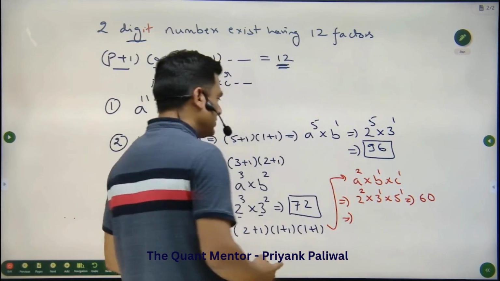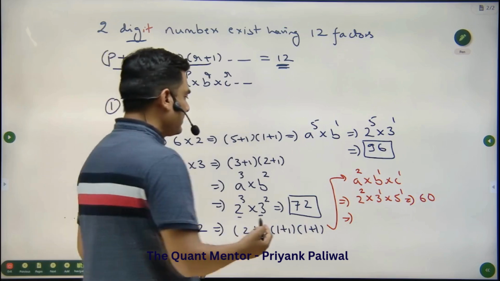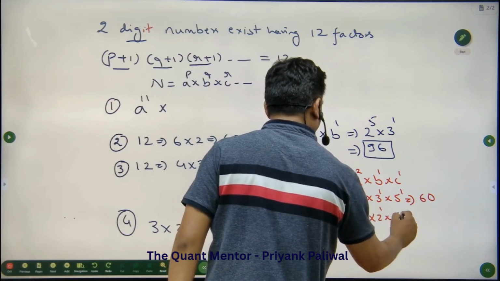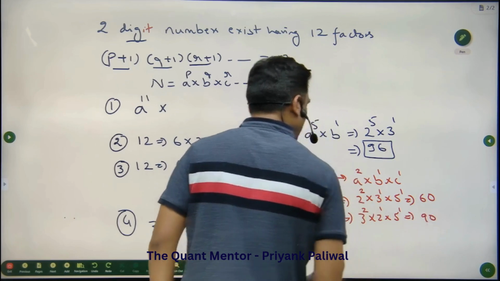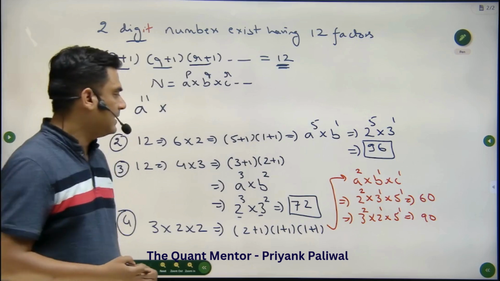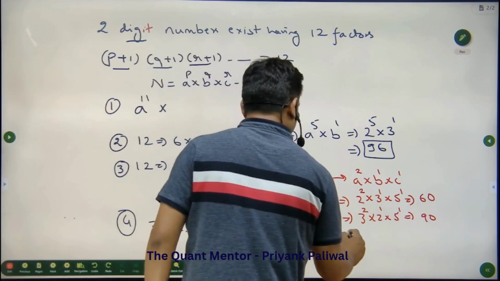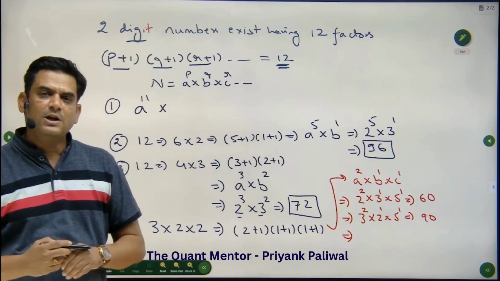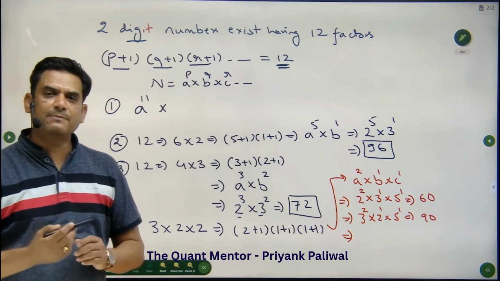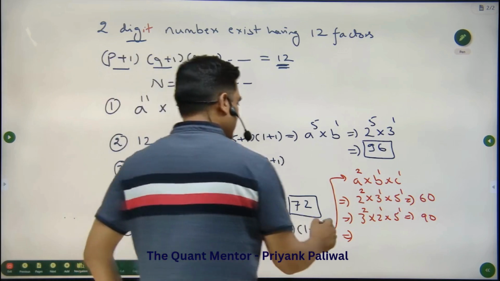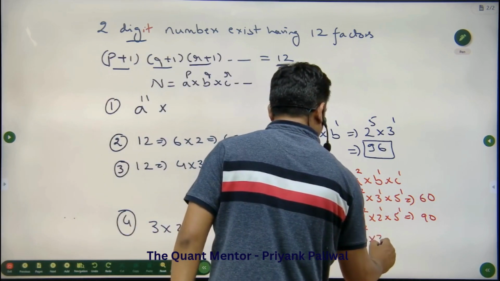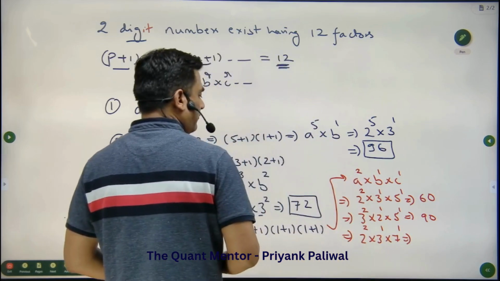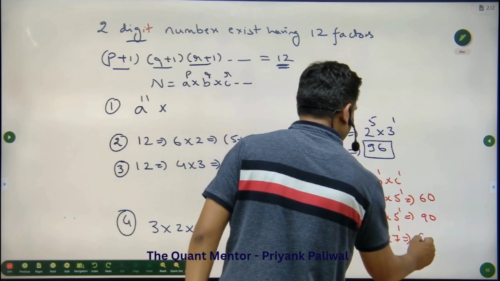Let us interchange 2 and 3. So can I write 3 square into 2 to the power 1 into 5 to the power 1? So this gives us 90, which was our previous case. Can I have another number? Based on this, can I have another number? So instead of 5, we can take another prime number, which is 7. So let us take 2 square into 3 to the power 1 into 7 to the power 1. So 2 square is 4, 4 3s are 12, 12 into 7 is 84.